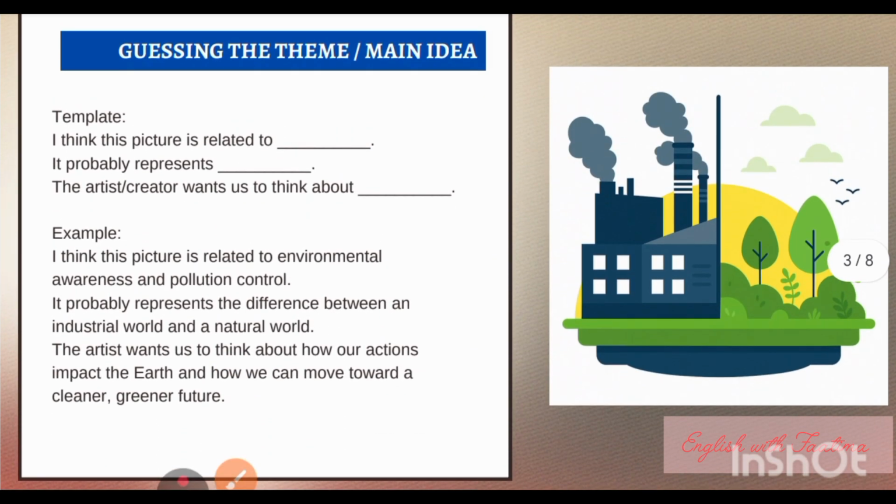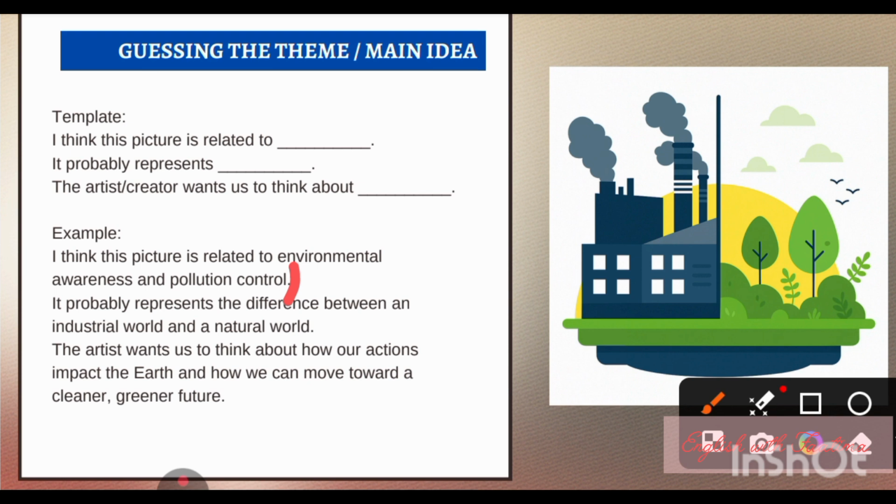Now we are going to give the main message, the bigger message of this picture, like what the creator actually wants us to think about. So first of all, you have to observe yourself. You have to think about what this picture is actually trying to say. And then you will use this template to stay organized. So you can say, I think this picture is related to environmental awareness and pollution control, a very clear message. You can even use this line. Okay, you will not use these two lines together. No, you will use one line at a time, right? You can pick any one line.